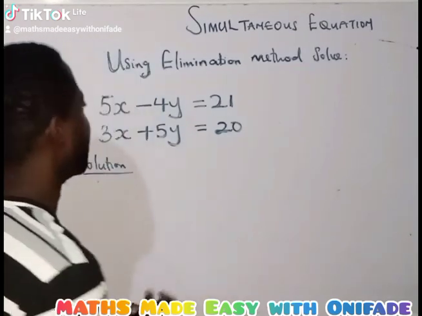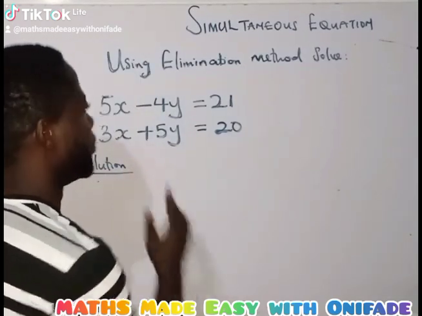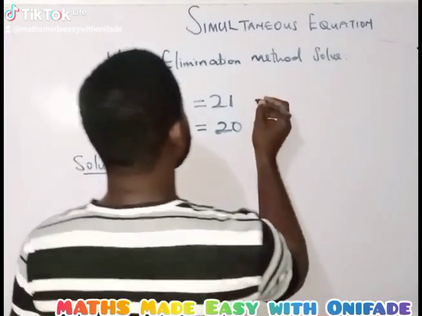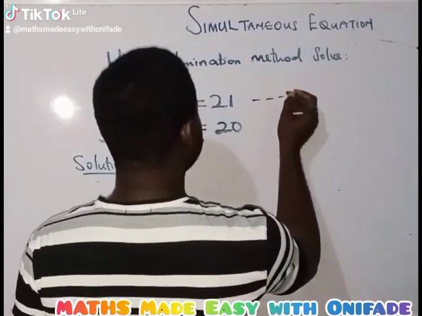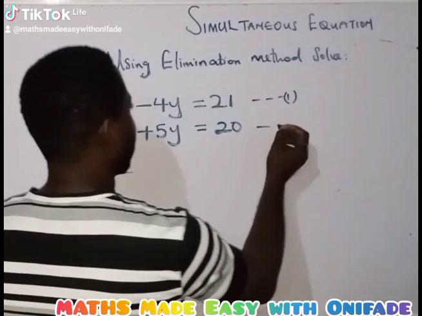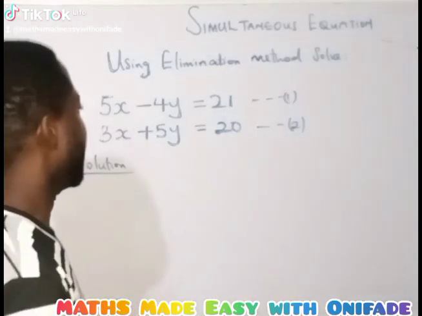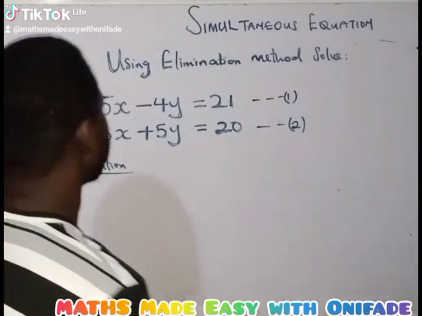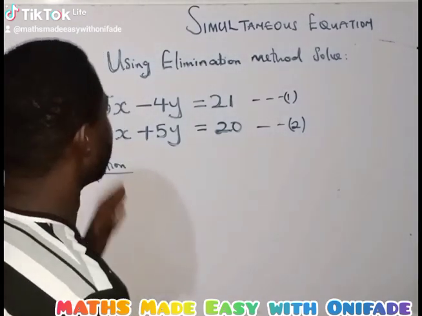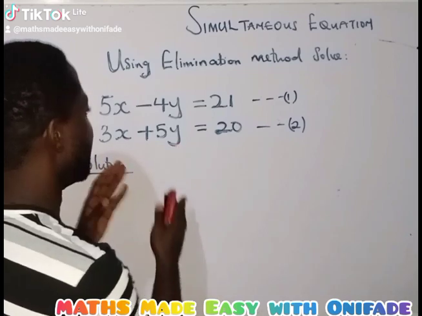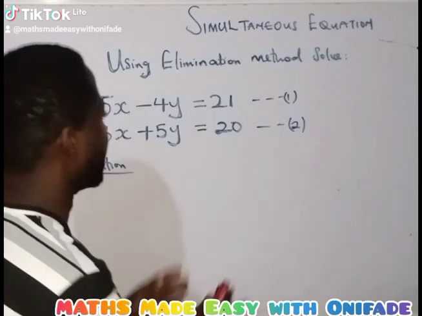Now, we have a question on the board, so we are asked to solve this question using elimination method. In that case, the first thing I'm going to do is make sure that I label this. So this is going to be my equation 1, while this one is going to be my equation 2. Then after that, the next thing is to make sure that the coefficients of one of the variables are the same in both equation 1 and equation 2.